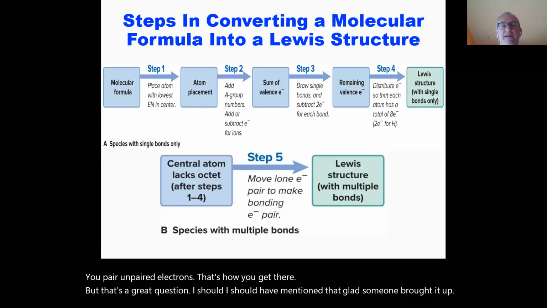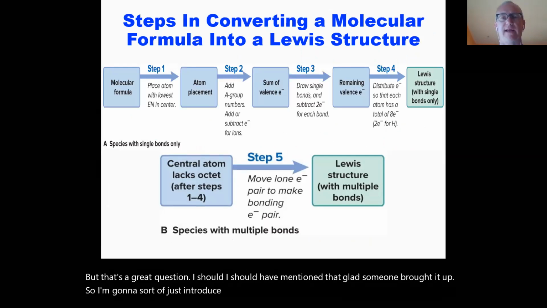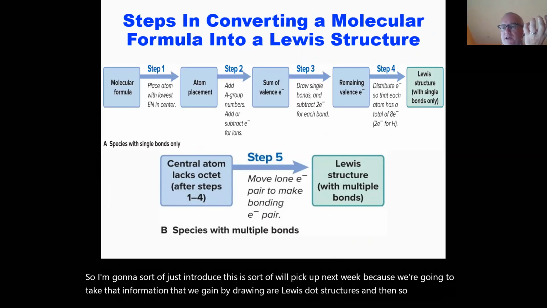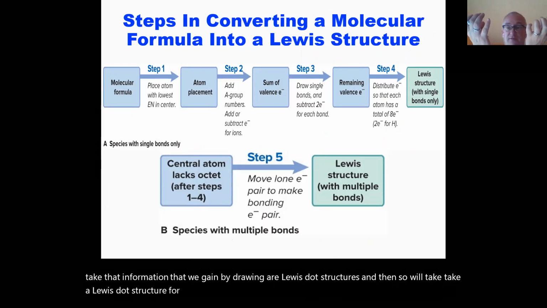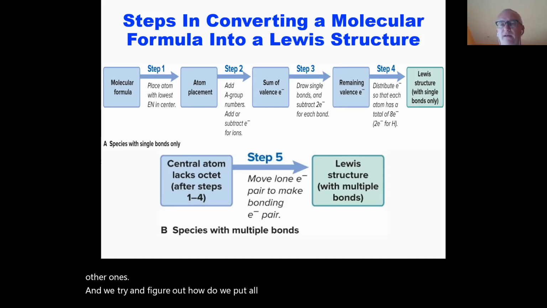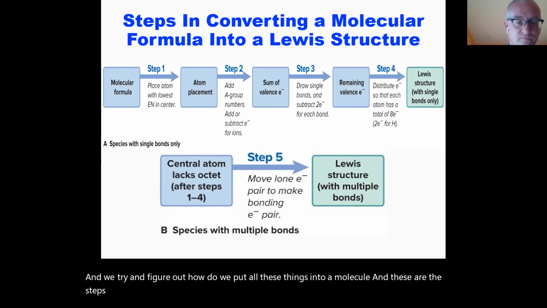So I'm going to just introduce this. This is what we'll pick up next week, because we're going to take the information we gain by drawing our Lewis dot structures. We'll take a Lewis dot structure for this atom and one for that atom, maybe a couple of others, and try to figure out how to put all these things into a molecule. And these are the steps you're going to take.